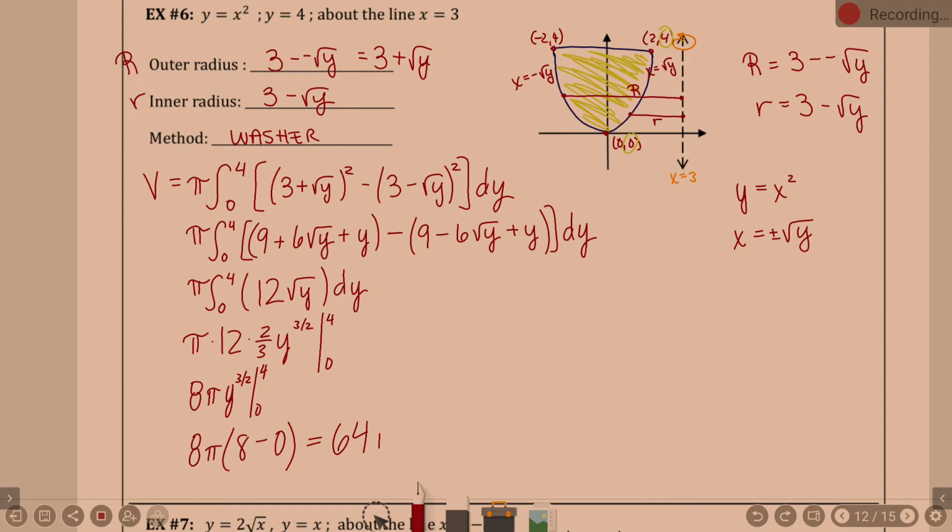64 pi. I started to question myself because I didn't remember that being the answer key answer, but okay. If you do this on the calculator, you're going to get an answer, but it won't be an exact answer, right? And this is an exact answer. Okay?